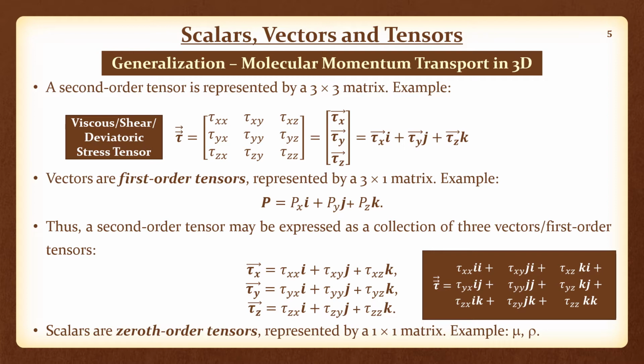And tau z of shear vector, which is the shear stress along the z direction, which has 3 components: tau zx, tau zy, tau zz. Now, these 3 then can be written as tau xi plus tau yj plus tau zk. Now, before going any further, I want to go back to those 2 examples that we looked at.